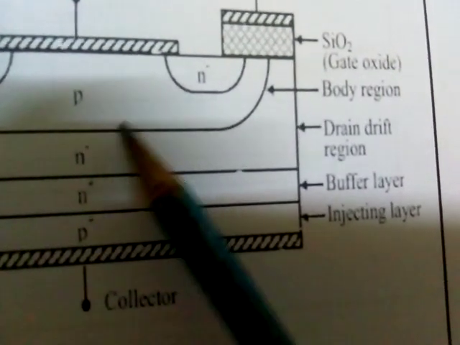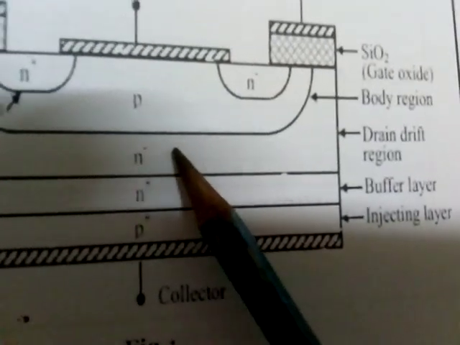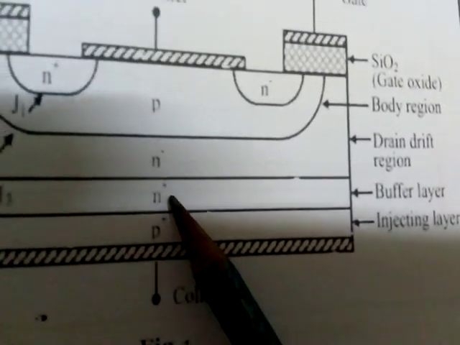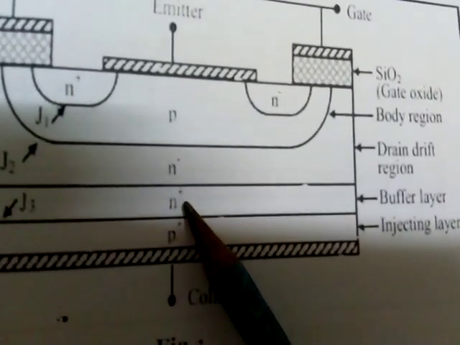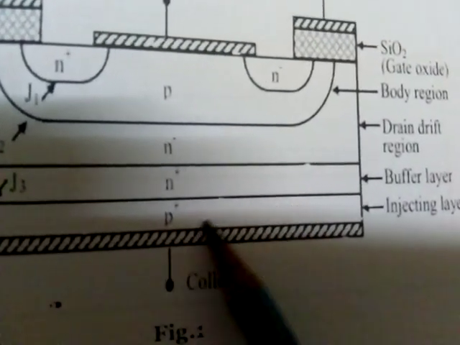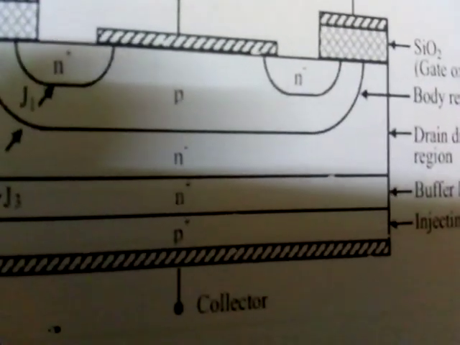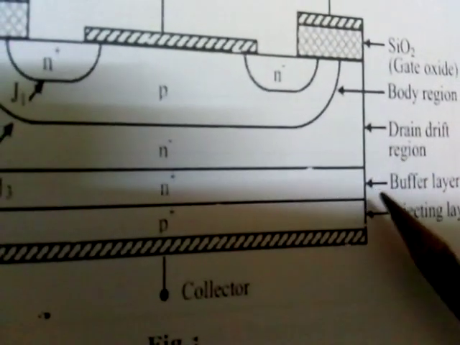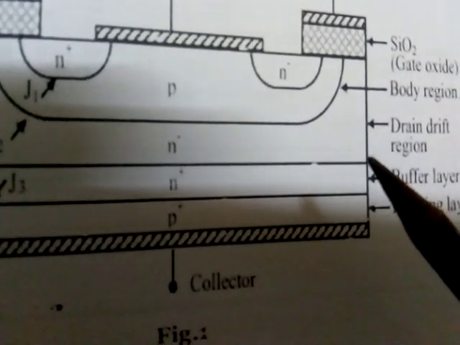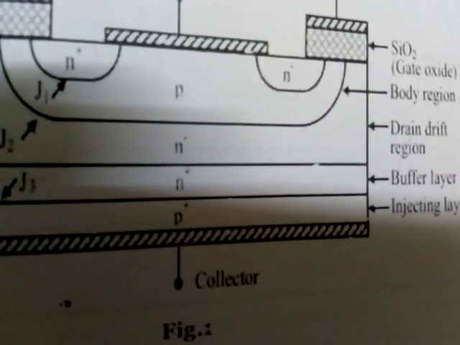So below the body we have drift region to increase the blocking voltage. Some have buffer layer, that is N plus, some do not have buffer layer. And then this is called as the injecting layer. This is P plus. If there is buffer layer, they are called as asymmetrical IGBTs. Its reverse breakdown voltage will be lesser than forward breakdown voltage.